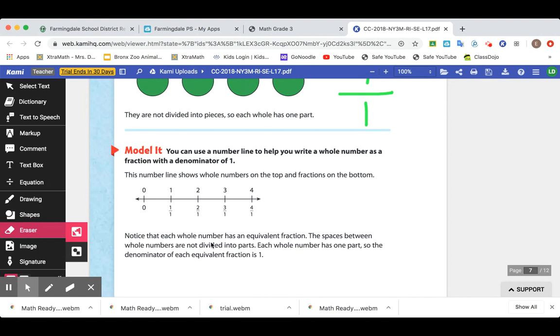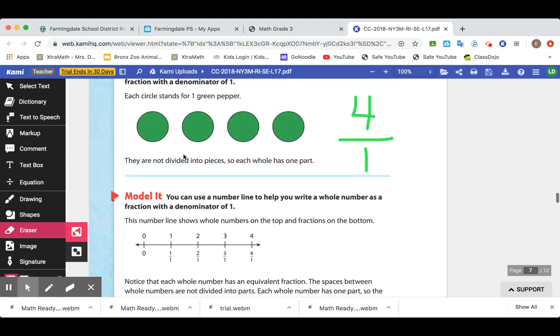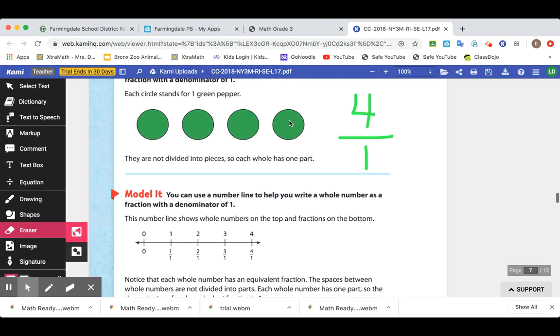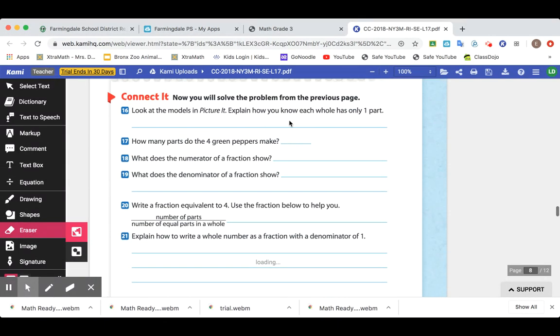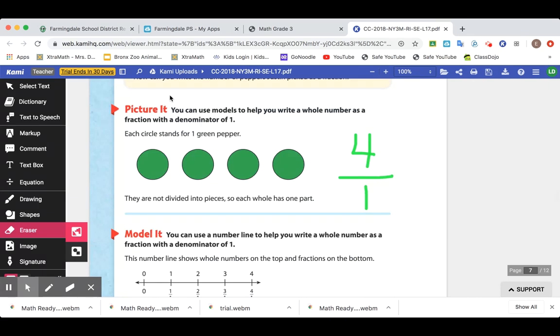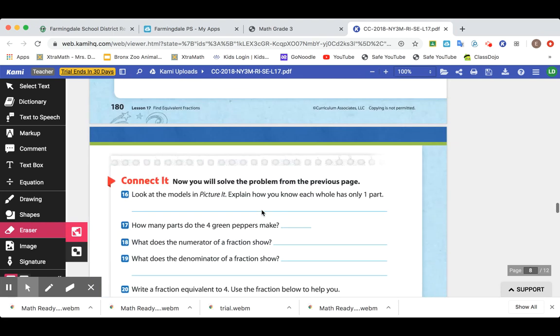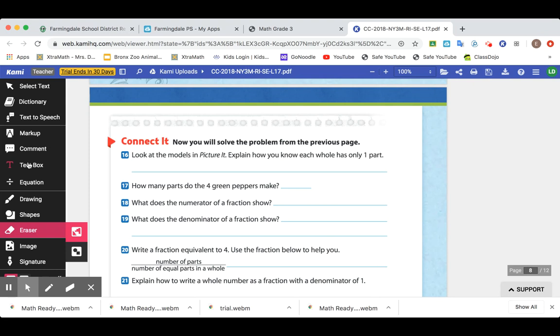It says, notice that each whole number has an equivalent fraction. The spaces between whole numbers are not divided into parts, right? We didn't cut these up into fractions. We left them whole, just like we left these green peppers whole. They're not cut up. They're whole numbers. Okay? All right. So let's take a look. It says, look at the models and picture it. Explain how you know each whole only has one part. Let's take a look. Are they cut up at all? They haven't been divided in parts, have they? They're left alone. They're just a little green pepper. So let's write that. Let me get my text box.